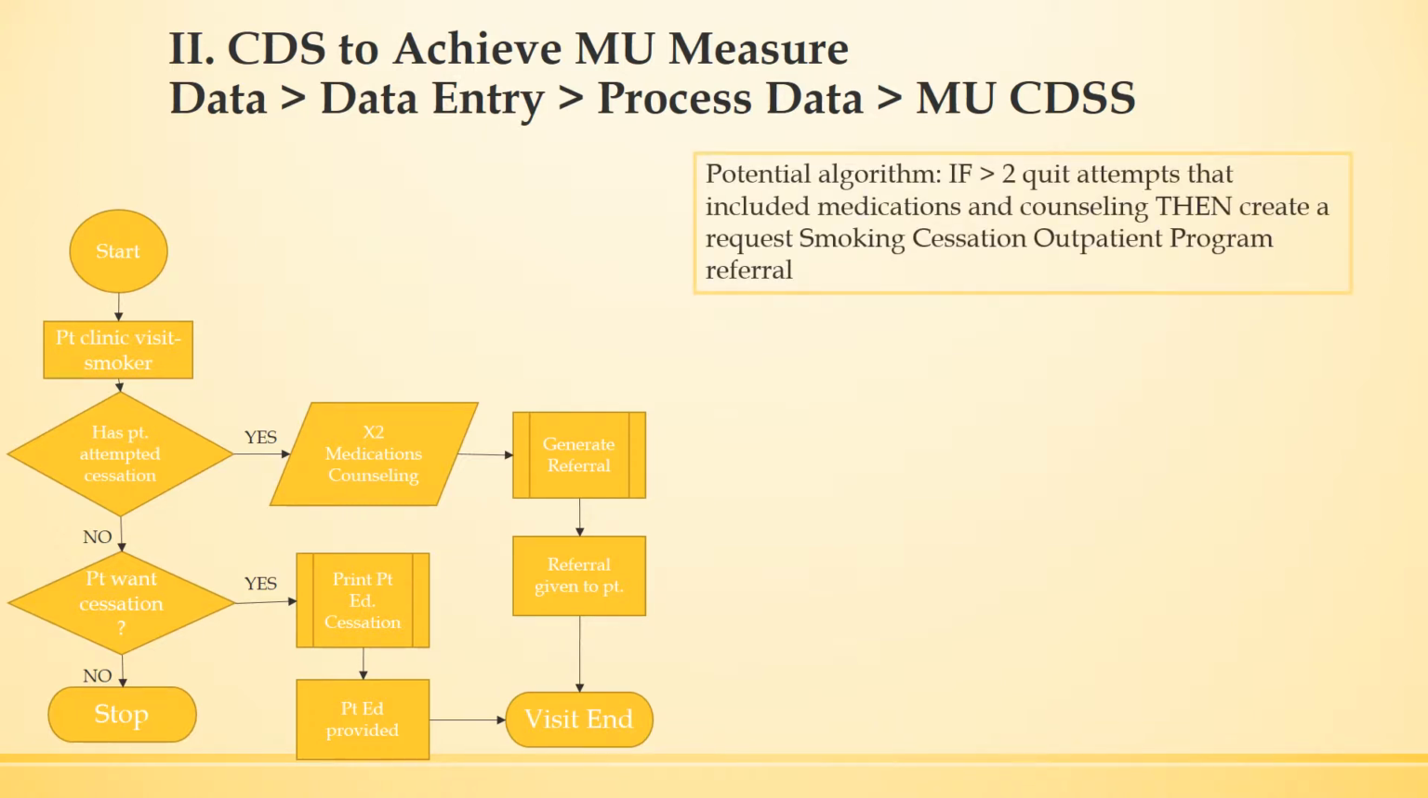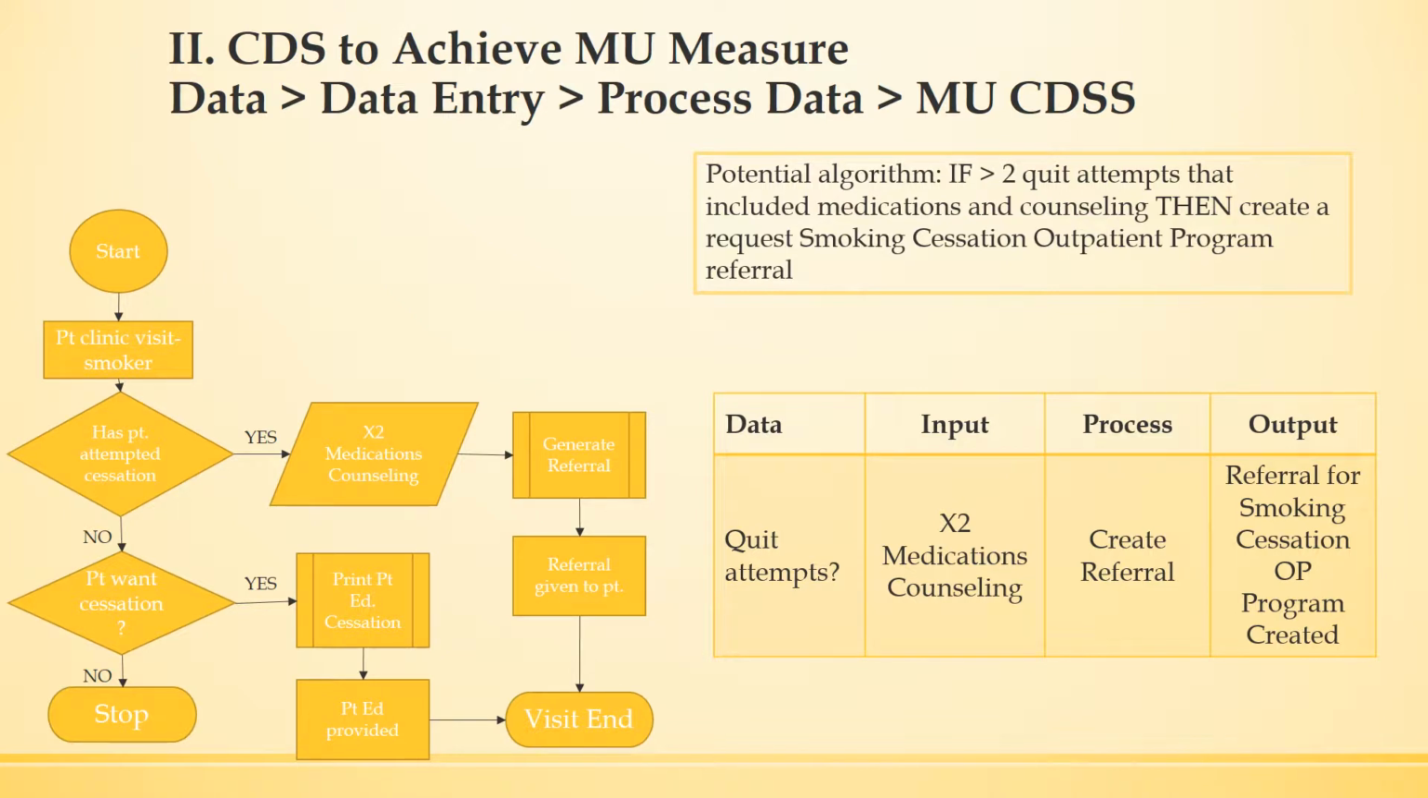We also have a narrative which lays out the clinical decision support with if-then statements. And finally, we have a table. So you can see in this table, the data, the input, the process, and the output are defined. There are many taxonomies used to classify clinical decision support systems.